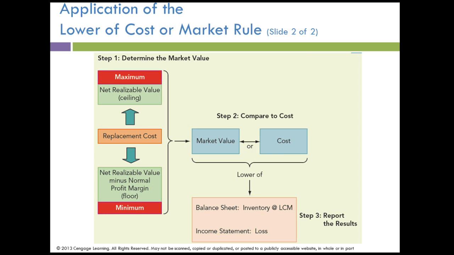So again, lower of cost or market. The way we'd look at this, our ceiling is what we would call the net realizable value. The floor would be the net realizable value minus the profit margin piece. And in the middle is probably the replacement cost. So we're going to take either the lower of cost or market, and if we have to take the lower of the market, we will show on our financial statements, in the period we write that inventory down, a loss.